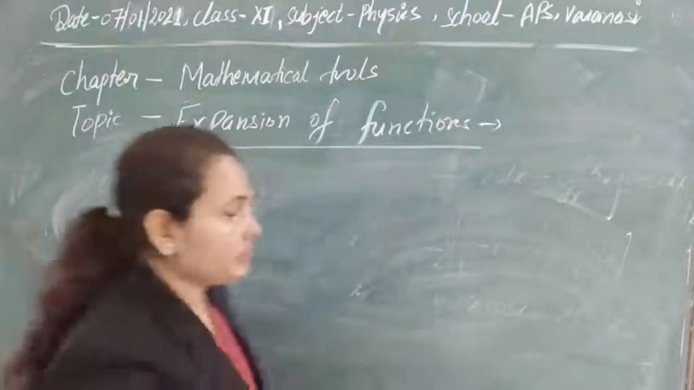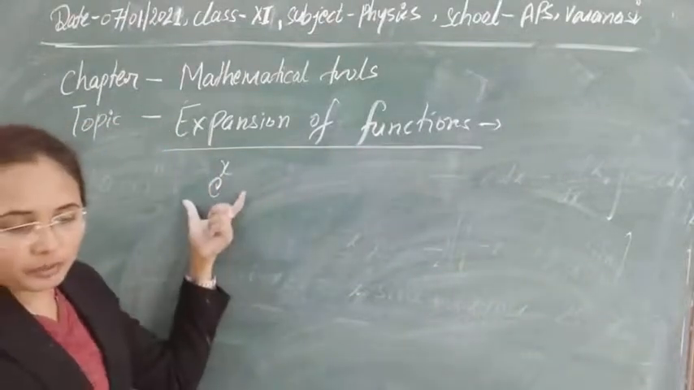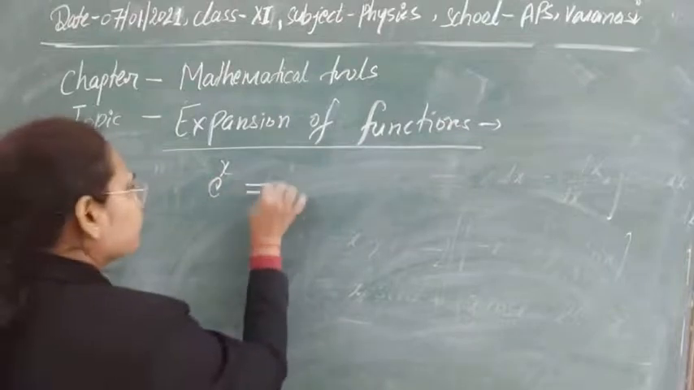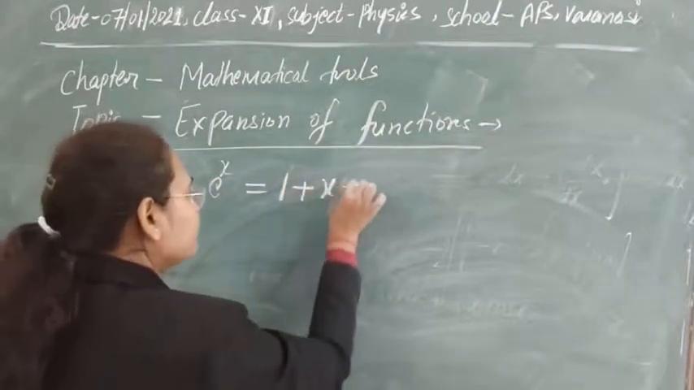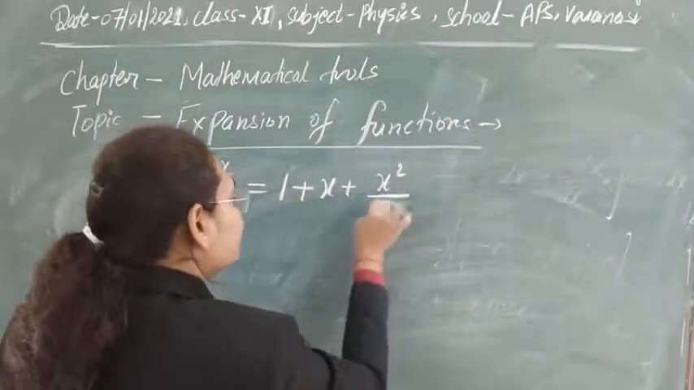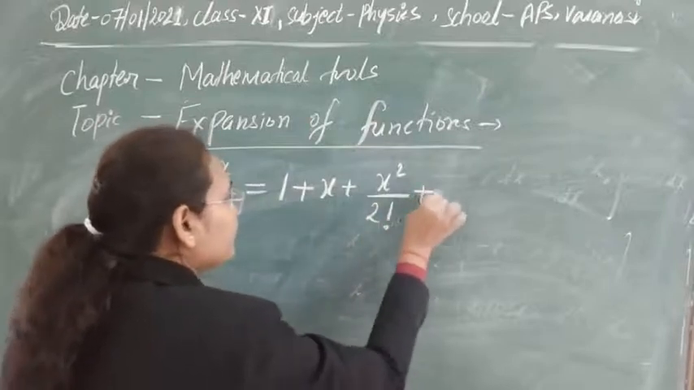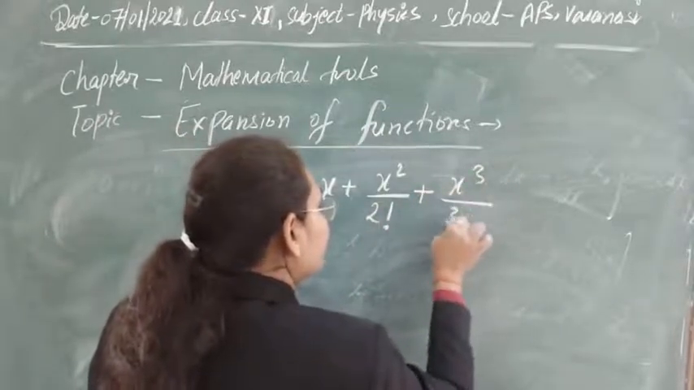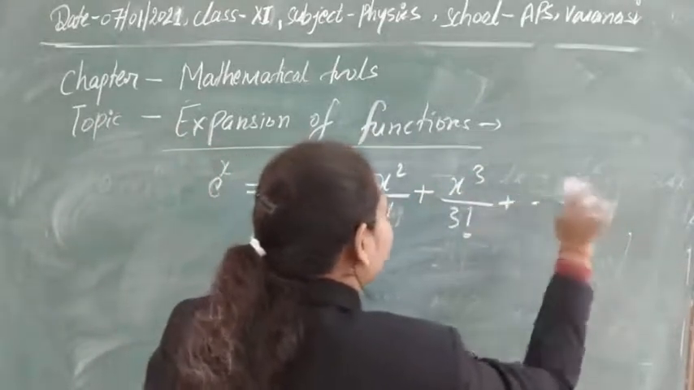So the expansion of e to the power x is 1 plus x upon factorial 1 plus x square upon factorial 2 plus x cube upon factorial 3 and so on.